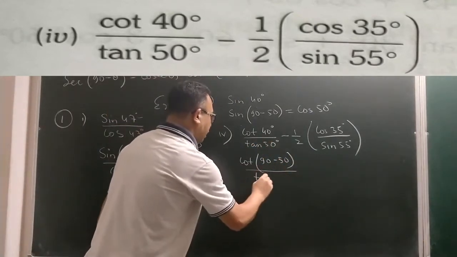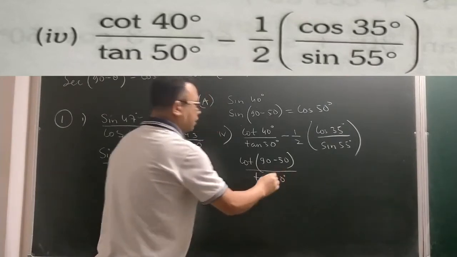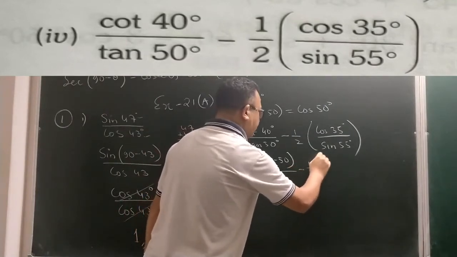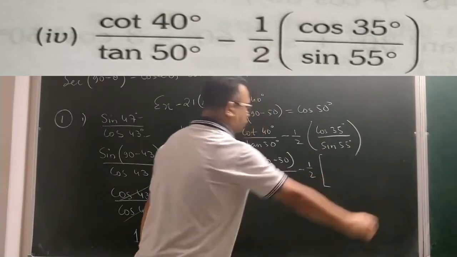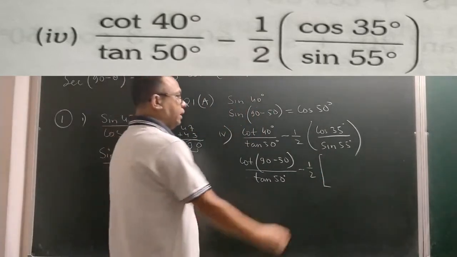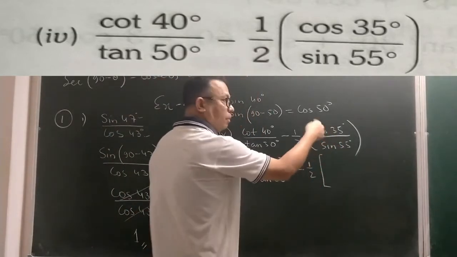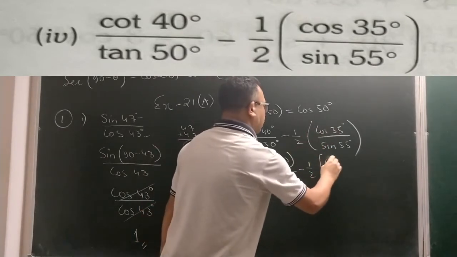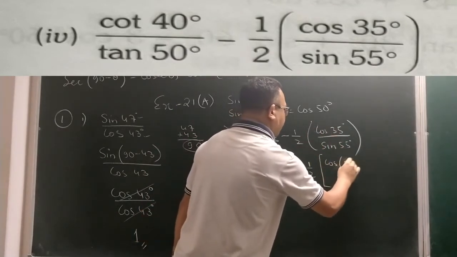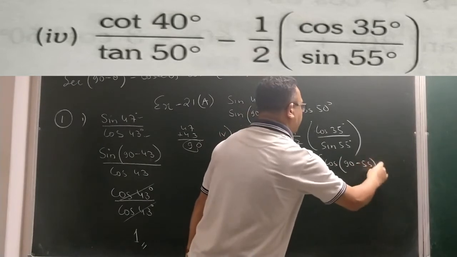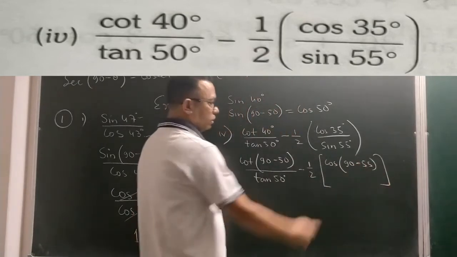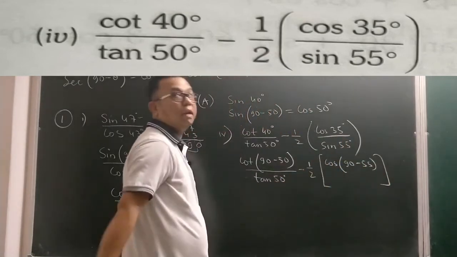Then on the lower side you have tan 50. Then minus, let this half be as it is. Then inside that bracket, let me put a square bracket or a curly bracket if you like. Then here also I'll change one. Either change the upper one or the lower one. Let me change the upper one. Cos 35, I'll not write 35, but rather I'll write 90 minus 55, because 90 minus 55 is going to give you 35.